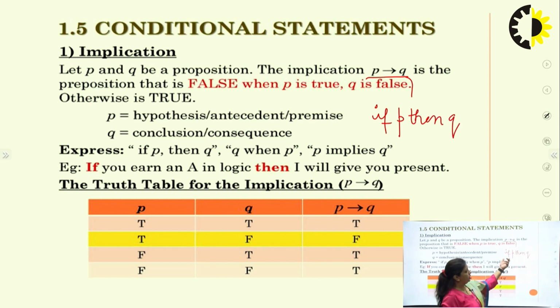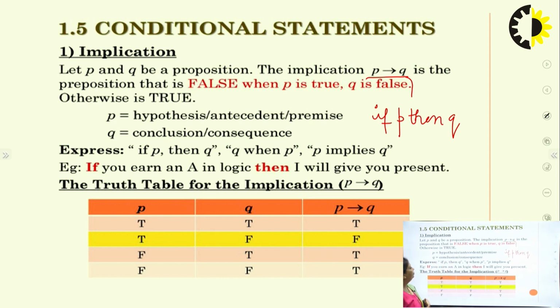So whenever P is true, Q should be true. Q cannot be false if P is true. Otherwise it is always true. So we express it as if P then Q, Q when P, or P implies Q. We can express it in any way. Here P is known as hypothesis or premise and Q is known as conclusion or consequence.